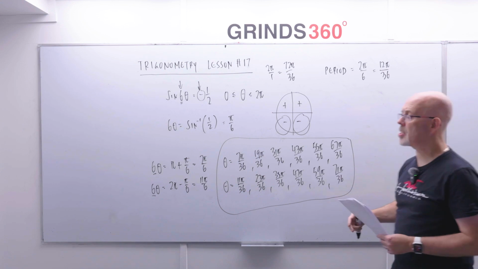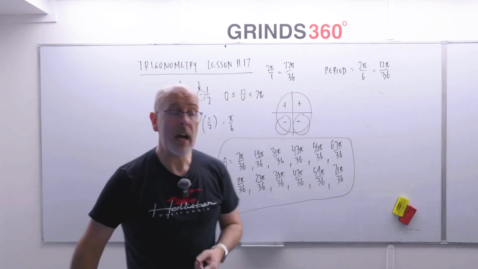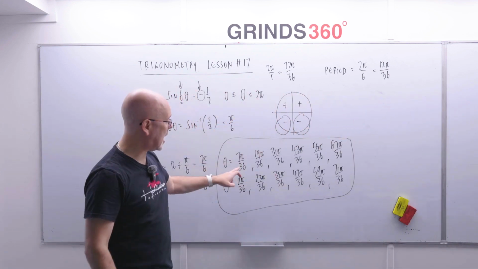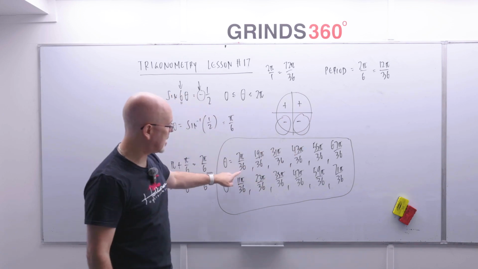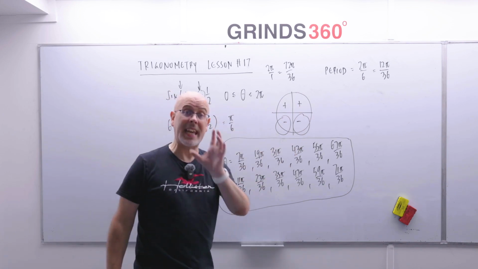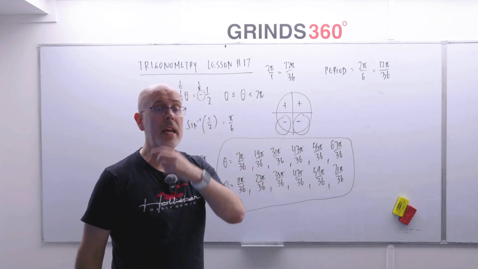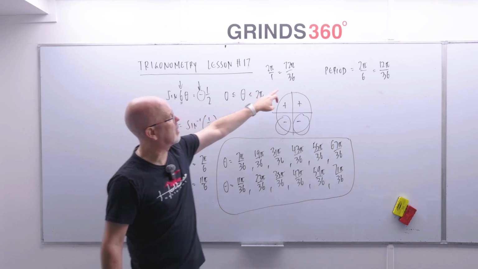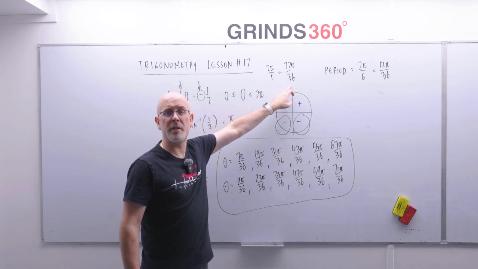But if I get into the habit of using radians that way, obviously I don't need to do what I did there. I could just keep adding 2 pi over 6 to this guy here using my calculator. I can certainly do it that way. It's just a little bit trickier to know when I've got them all.